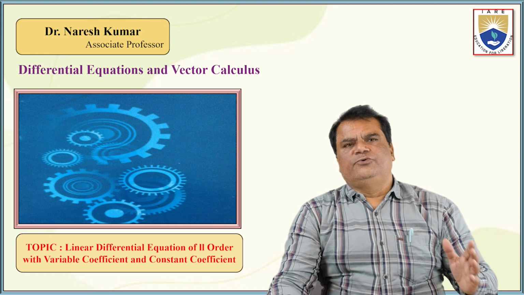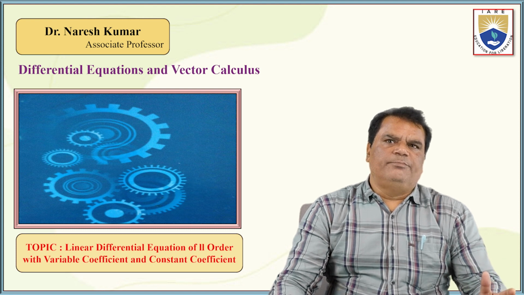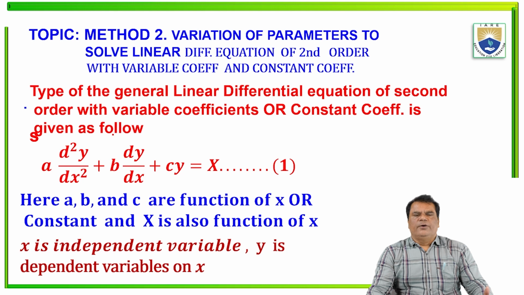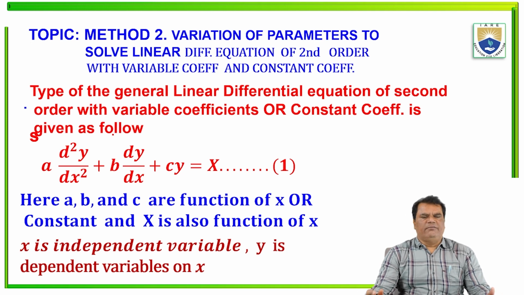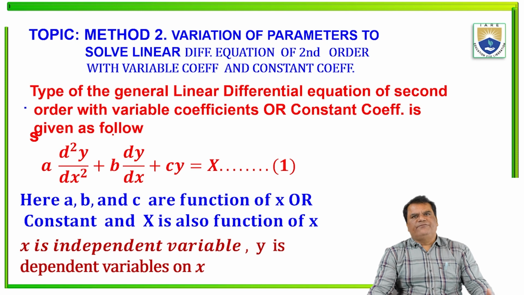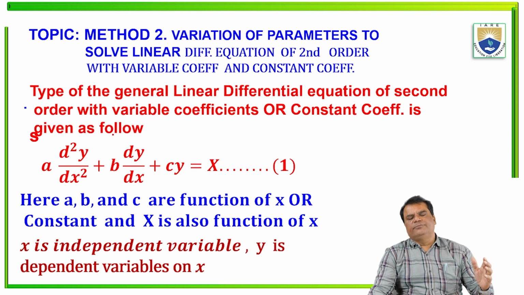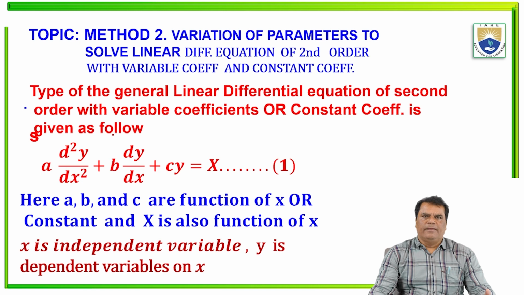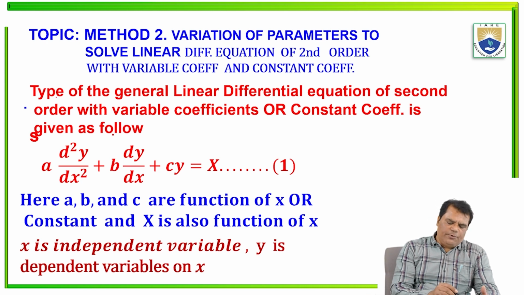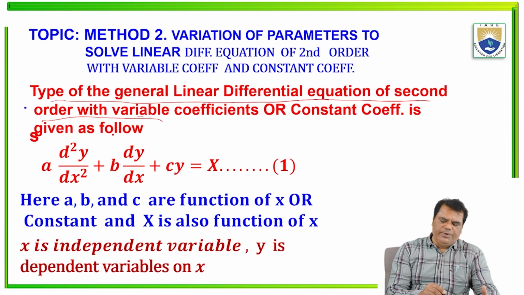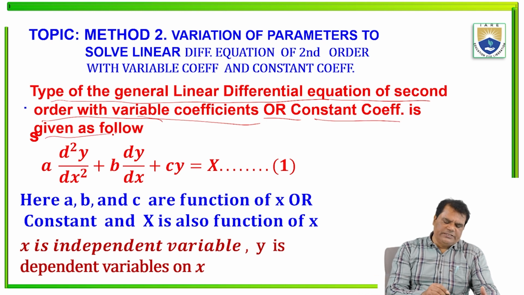So we want to start to proceed with how we can solve the problem with the help of variation of parameters. Now, method 4, variation of parameters, to solve a linear differential equation of second order with variable coefficient and also with constant coefficient. What type of problem can we solve with the help of this method? So here, what is the type of general differential equation we discuss? The general linear differential equation of second order, with variable coefficient or constant coefficient, is given as follows.